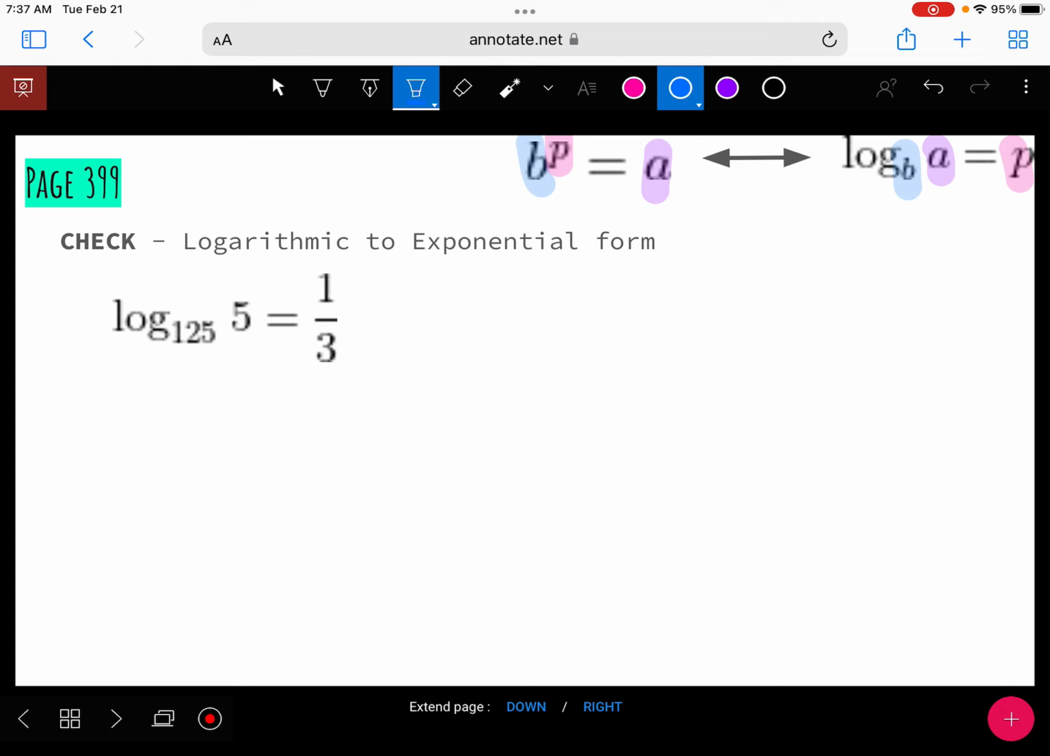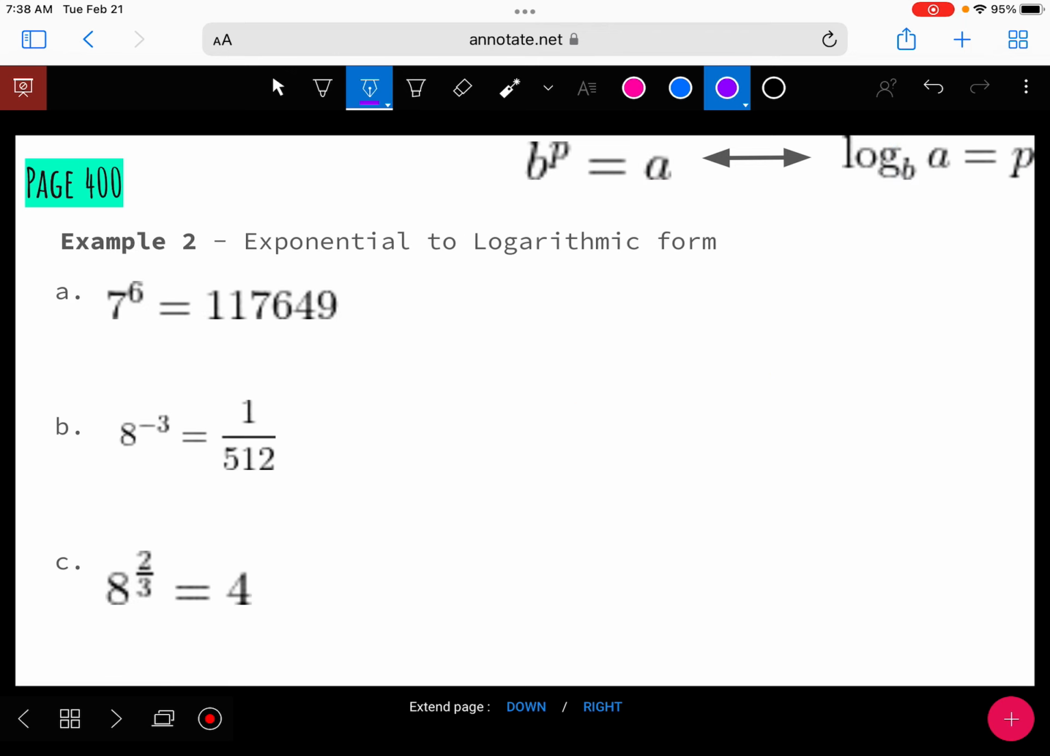All right. What's our base? What did we get? 125. What goes next? 1/3. 1/3 is our power. Equals what? 5. Good job, guys. Now we're going to do the same exact thing, other direction. We're going to take them from exponential form and put them in our logarithmic form. So this is page 400, next page.